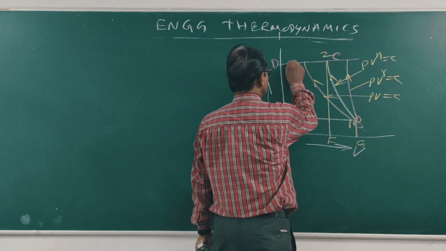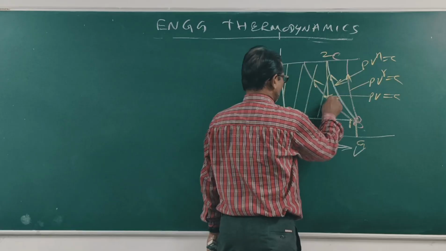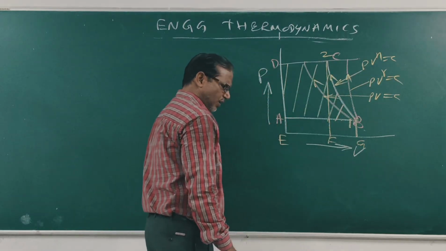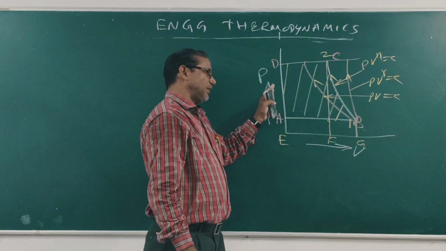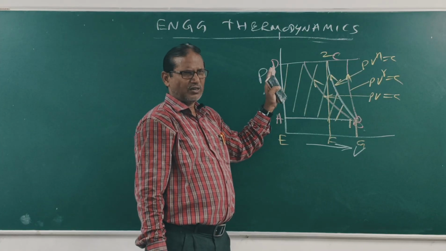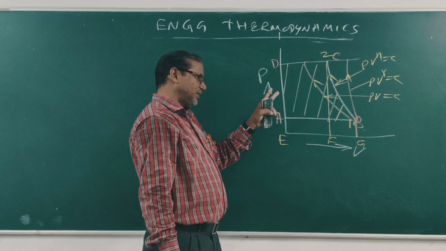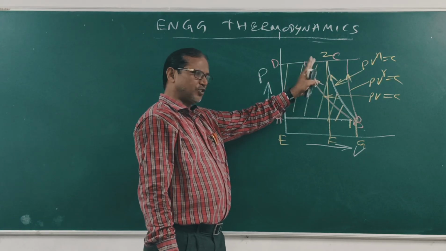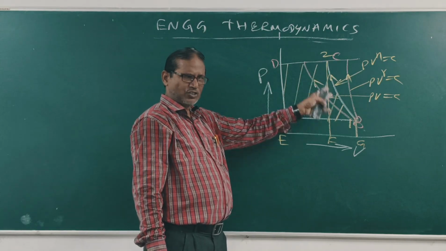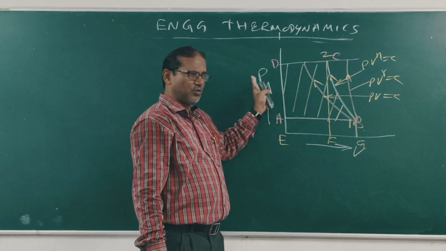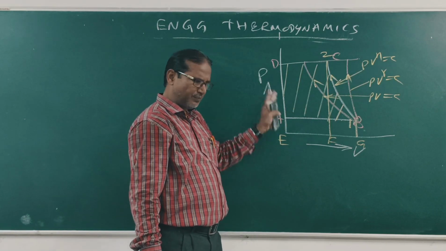This is work done in the process 1 to 2. I will derive the formula for work done in a single stage reciprocating compressor when the process follows the law PV^n constant, PV^gamma constant, PV constant. Clear? For all three processes I will derive the work done formula.